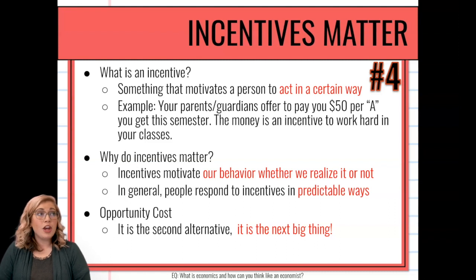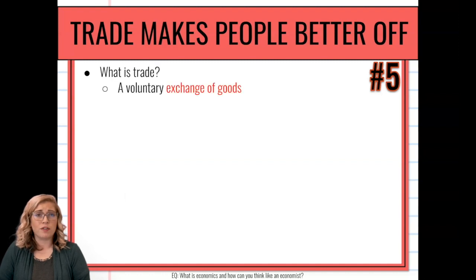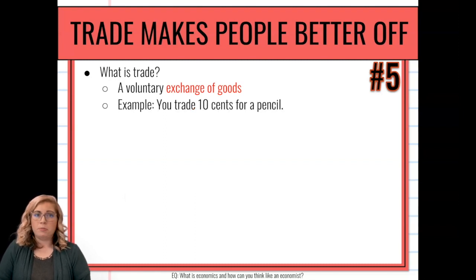Number 5, trade makes people better off. We will have a whole unit on international trade, but for right now, let's keep it pretty basic. Trade is basically when you have a voluntary exchange of goods. It could be with money, or it could just be, hey, give me this, I'll give you that. I'll trade you my PB&J for your turkey sandwich. Something easy like that. Or you could say, we're going to trade 10 cents for a pencil. You traded money for a good.